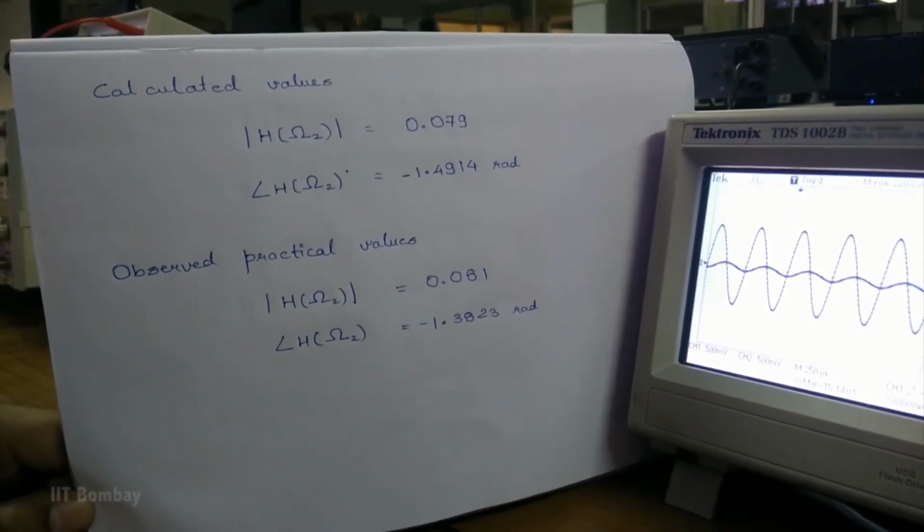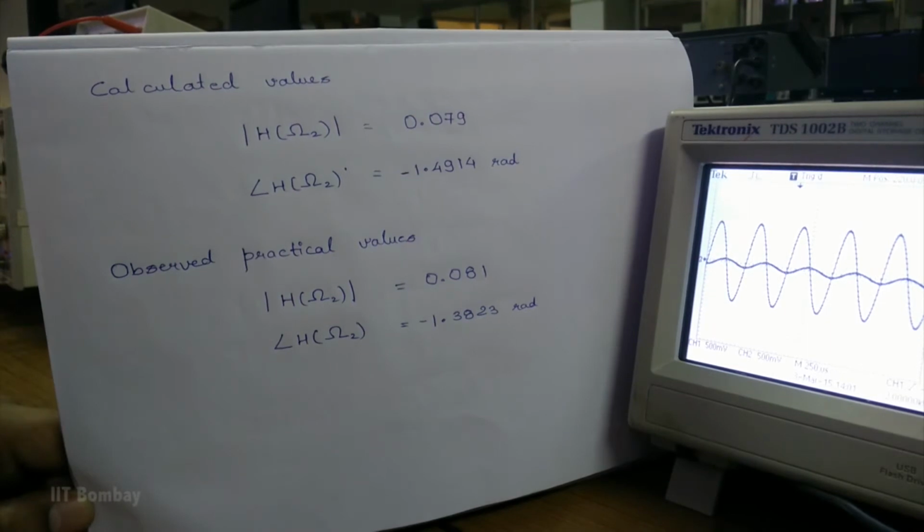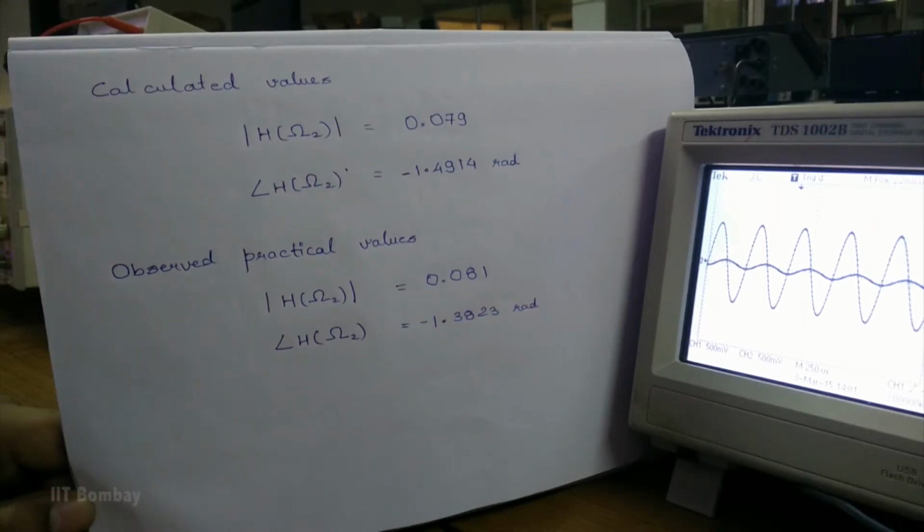Through the practical observations, we find that the amplitude of the transfer function is equal to 0.081 and the argument of the transfer function is equal to minus 1.3823 radians. We have previously calculated the values for the amplitude and the argument for the transfer function. The amplitude comes out to be 0.079 and the argument comes out to be minus 1.4941 radians.